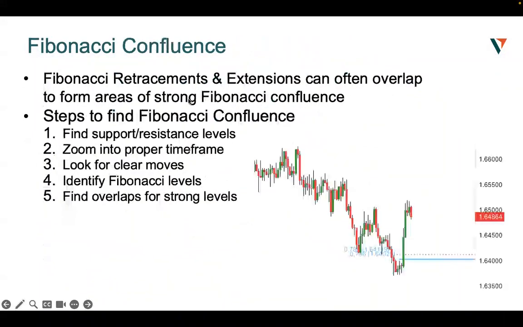Okay, so the idea of confluence is to find levels where many retracements and extensions overlap together with horizontal support and resistances. And so yeah, you typically want to look first for your support and resistance levels. Then you zoom into the proper time frame and look for clear moves. It's important to look for clear moves because you want to figure out where your retracement and extension levels should be based off of. And that's where you try to identify proper Fibonacci levels and find the overlaps for strong levels.